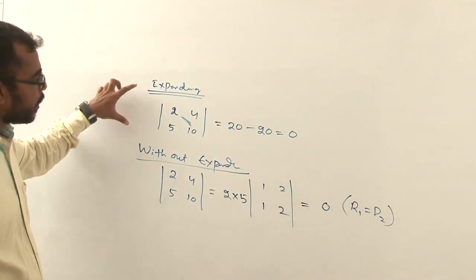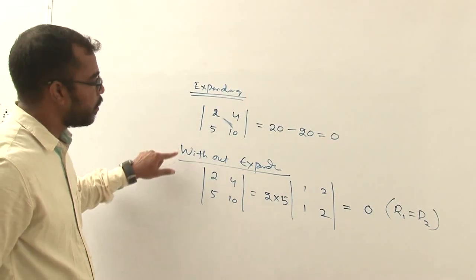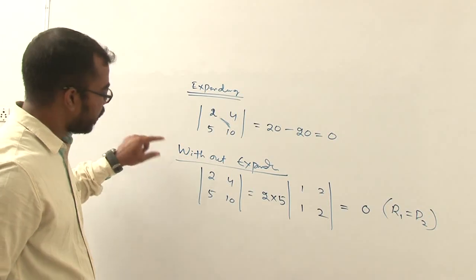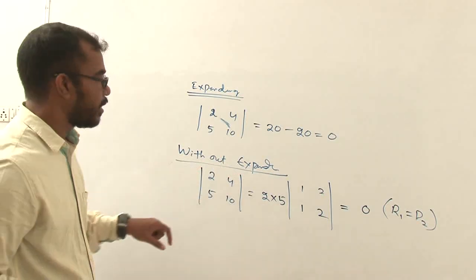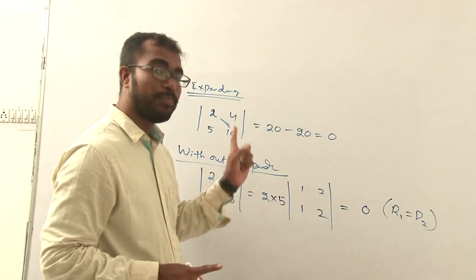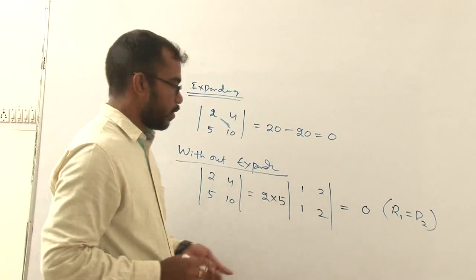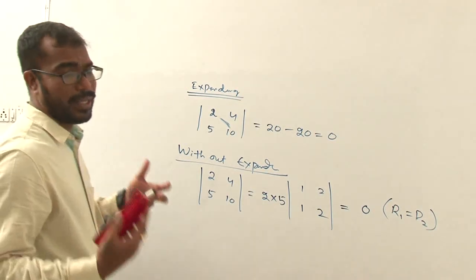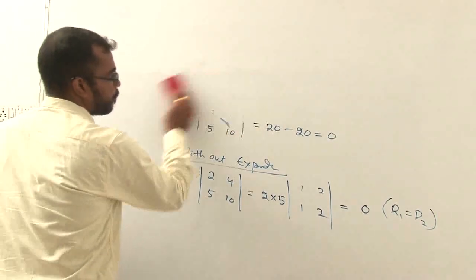So these are the 2 methods, the expanding method and the without expanding method, to solve the same problem. But if you have to find the answer by the without expanding method, we have to apply properties only. You cannot directly expand. So we take some examples here. First we have to understand what is expanding and without expanding.